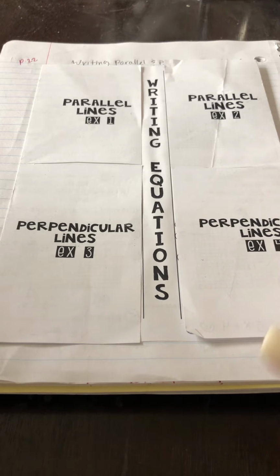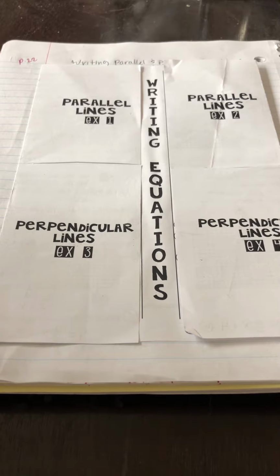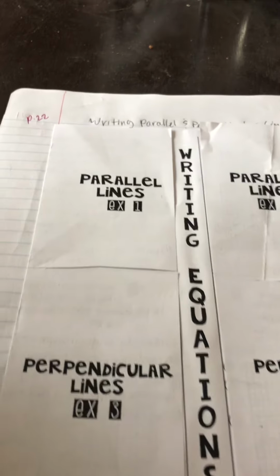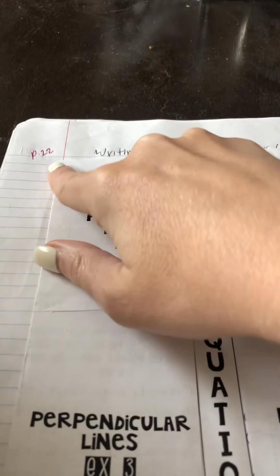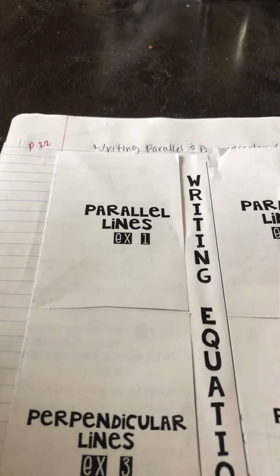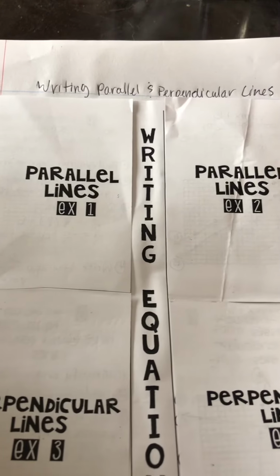For day one, we are just going to go over the notes of the last thing that we did in our notebook. So we're not actually going to be taking any notes today. We're just going to review. You'll see that this is page 22, you should all have this in your notebook. This is writing parallel and perpendicular lines.